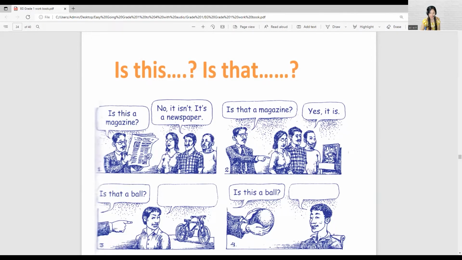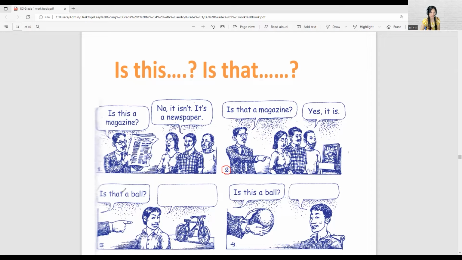Is that a magazine? Yes, it is. Is that a magazine? Yes, it is.